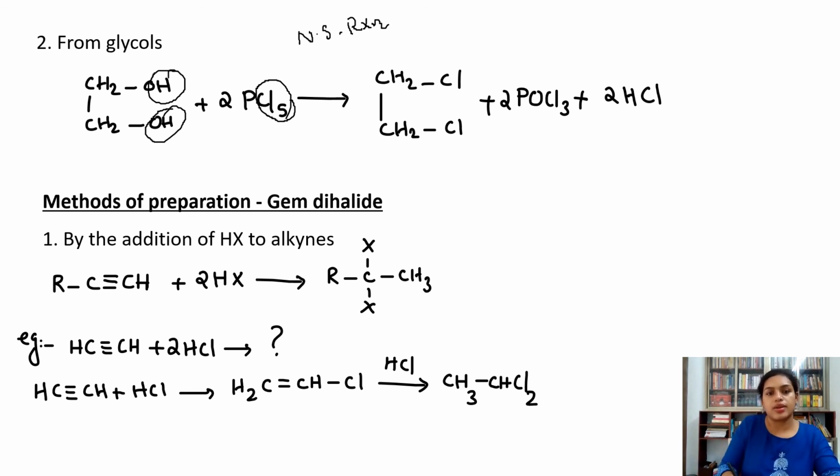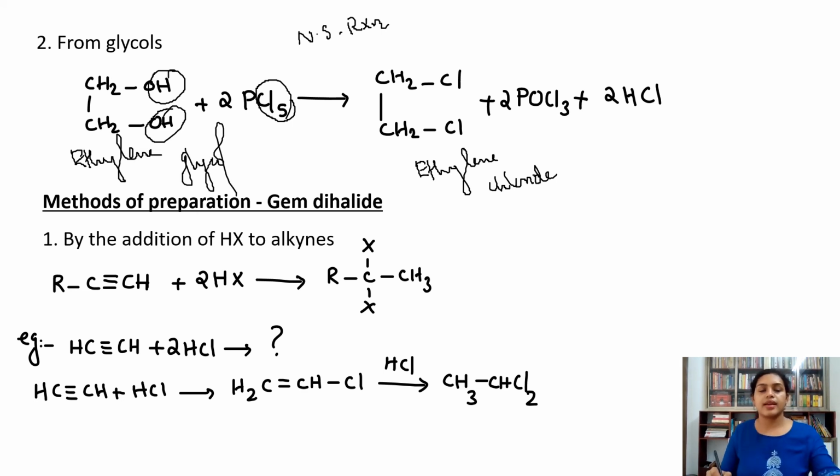This is ethylene chloride, right? The common name is ethylene chloride. This is ethylene glycol, to be specific. Ethylene glycol plus PCl5 gives you ethylene chloride. And the byproduct is important here. This is POCl3, phosphorus oxychloride, and 2 molecules of HCl will be formed.